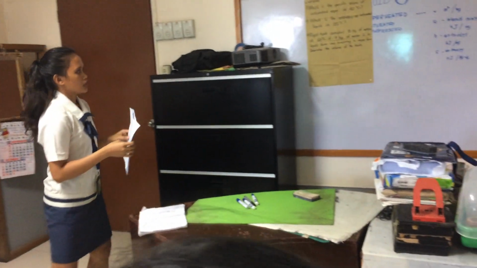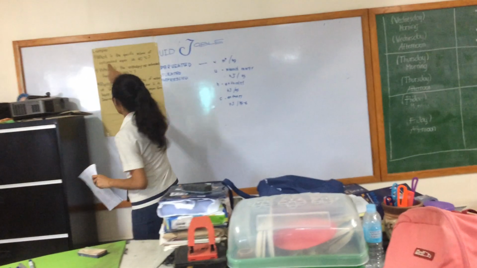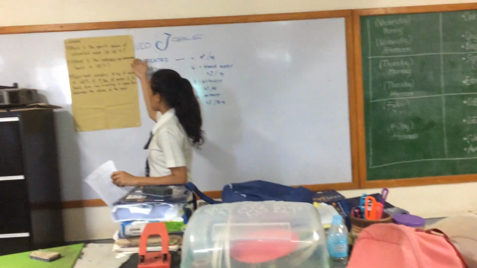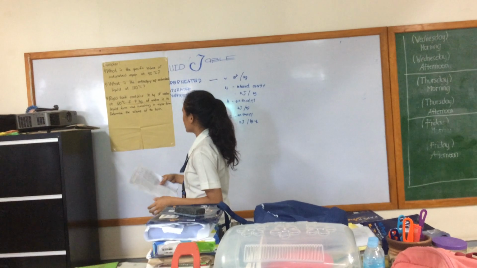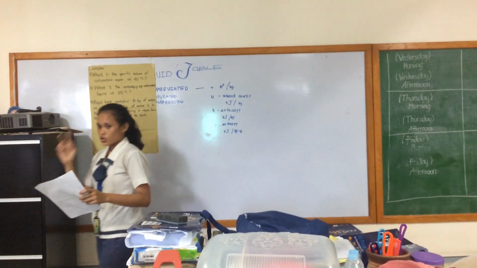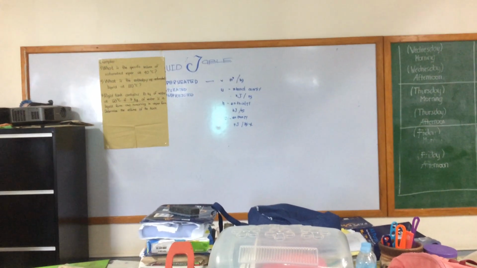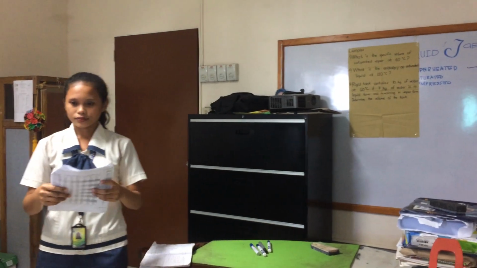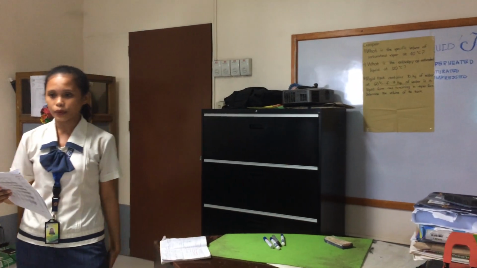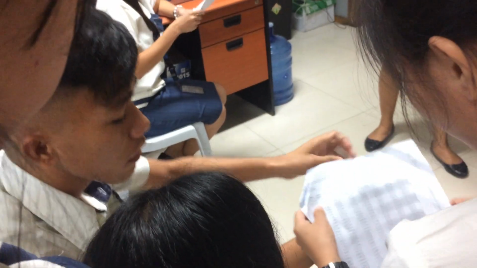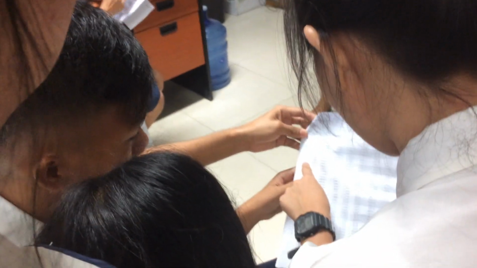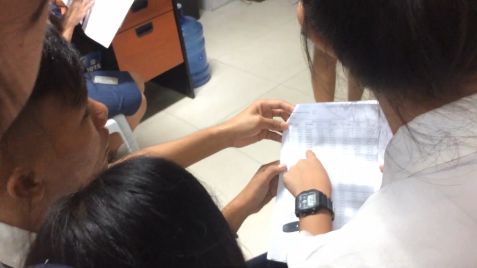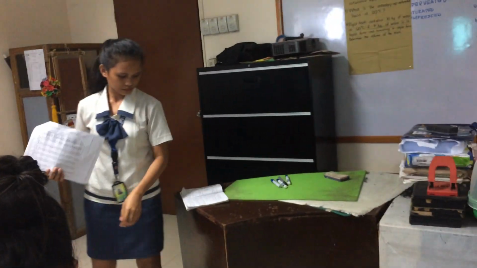Okay, so for example, number 1. What is the specific volume of the saturated vapor at 40 degrees Celsius? So the table we will use is the saturated table, at 40 degrees Celsius. Saturated vapor, 19.55.